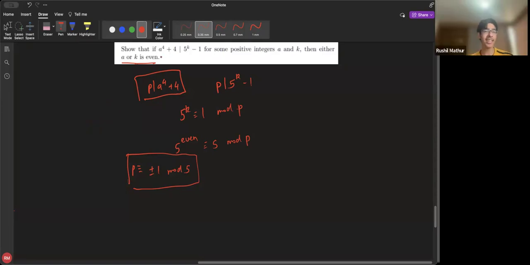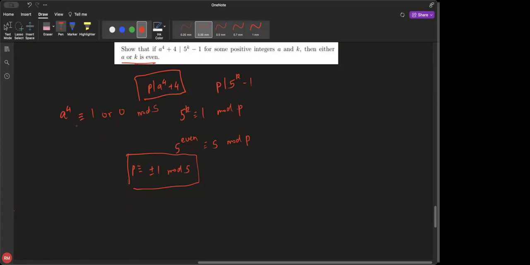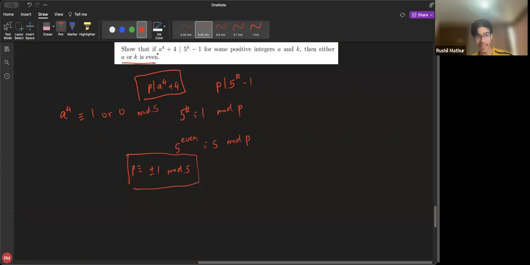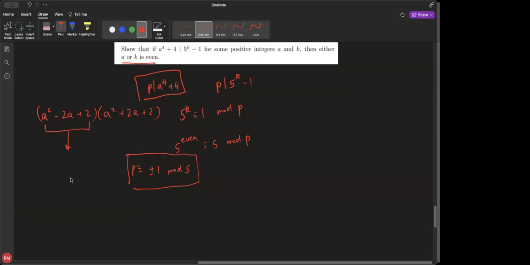But even before that, you should note that a to the 4 mod 5 is always 1 or 0 mod 5. So basically, if a to the 4 was 1 mod 5, then the LHS is divisible by 5. But that shouldn't happen because 5 doesn't divide this. So actually, a should be 0 mod 5. So that's just something to keep in mind when we factorize. So we get a square minus 2a plus 2 into a square plus 2a plus 2. But because a is divisible by 5, p must be 1 mod 4.